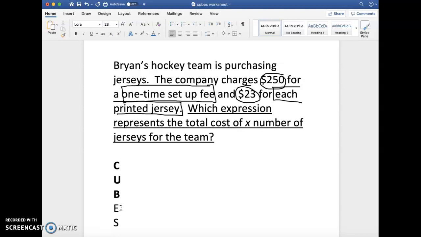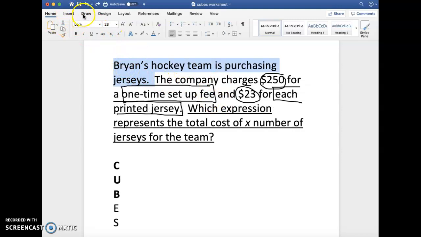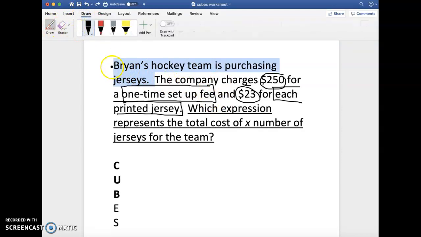Now we have to eliminate any unnecessary information. Remember we said Brian's hockey team is purchasing jerseys. We said that already, so I'm going to erase that because we don't really need to know that. Okay, I'm going to undo that just because it took away my boxing. So I'm going to actually just cross that out because I don't want the rest of my stuff to move on me. I'm also going to cross out "the company charges" and anything else that I don't necessarily need to see right now. Okay, so I've eliminated my other information.